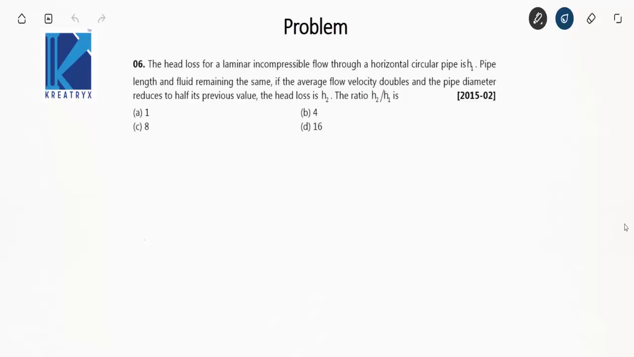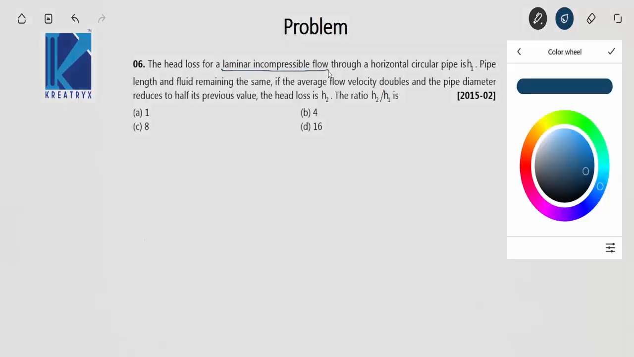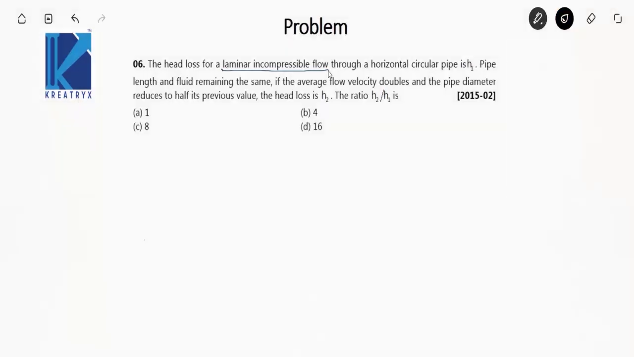In this video I'll be taking some more problems from the chapter flow through pipes. So this problem states that the head loss for a laminar incompressible flow through a horizontal circular pipe is H1, pipe length and fluid remaining the same. If the average flow velocity doubles and the pipe diameter reduces to half its previous value, the head loss is H2.